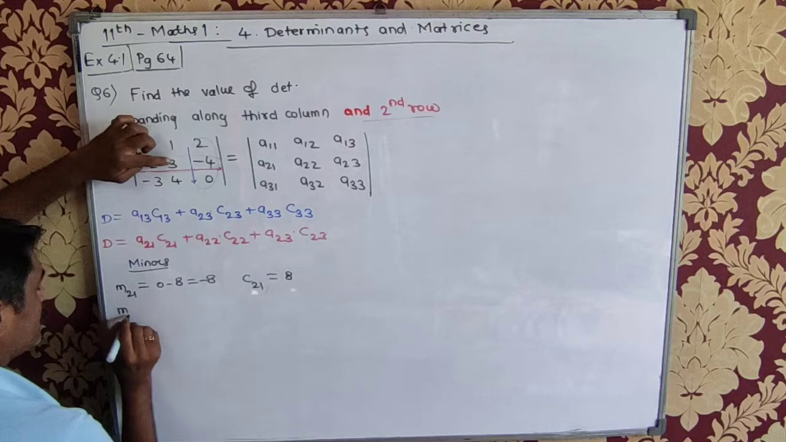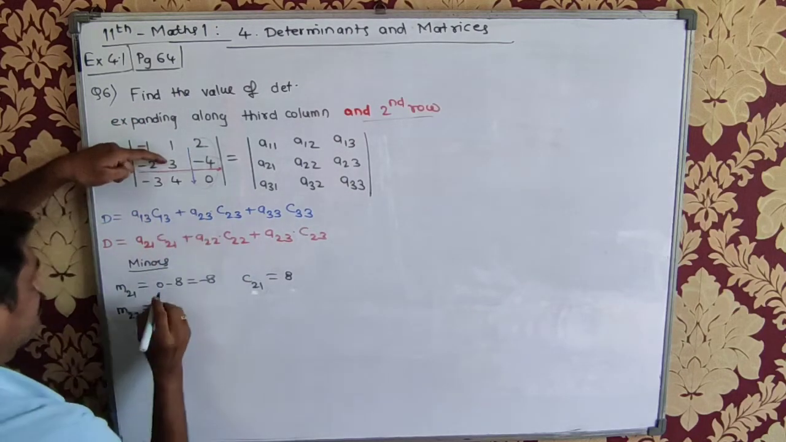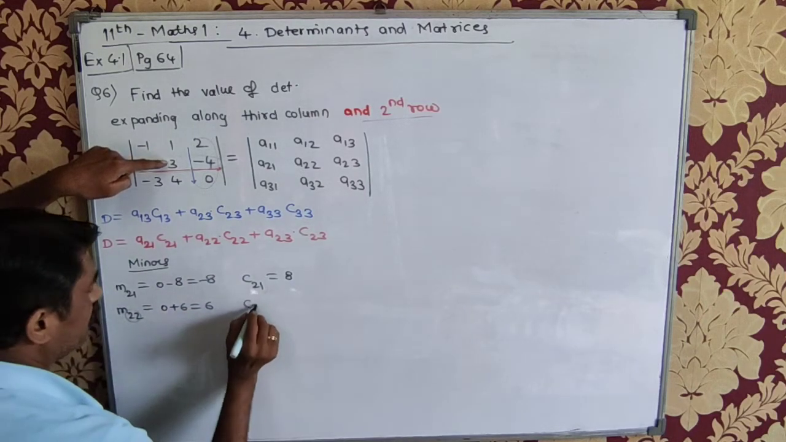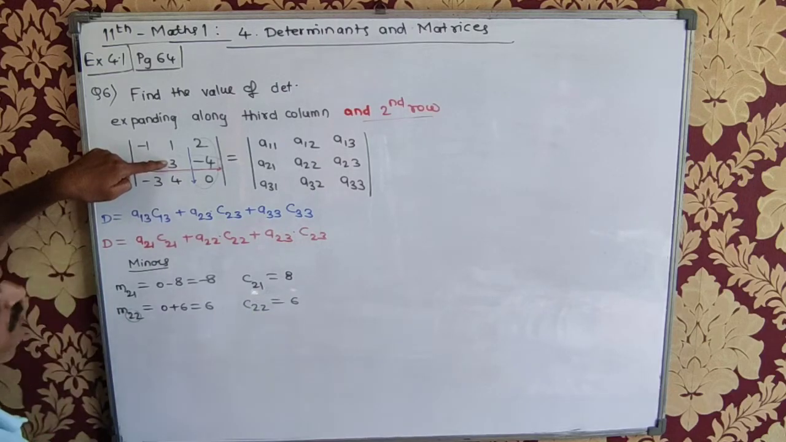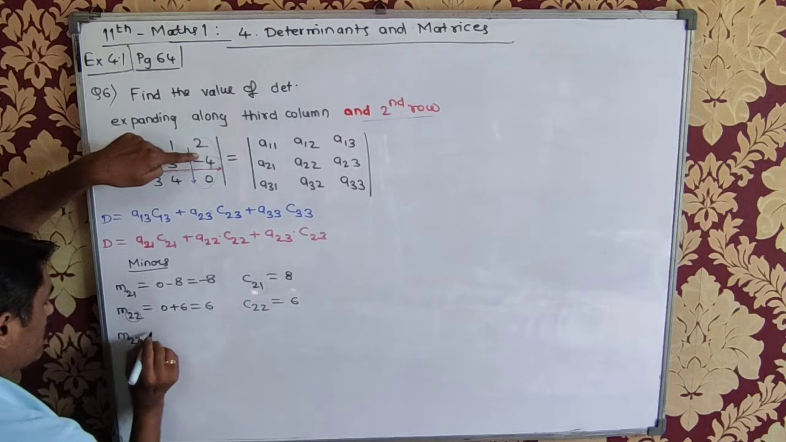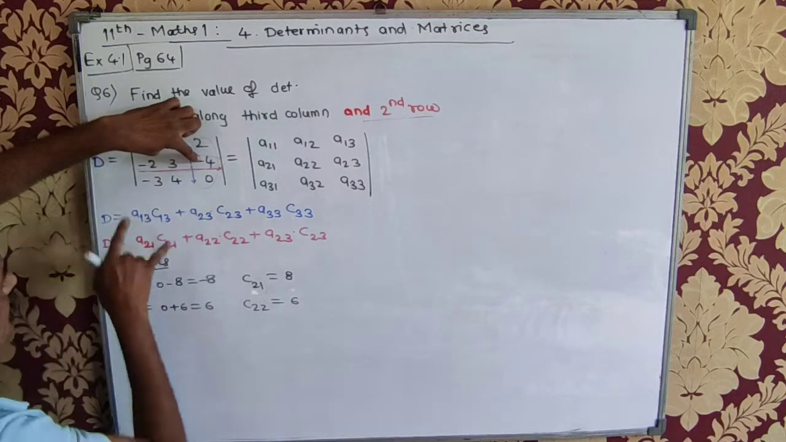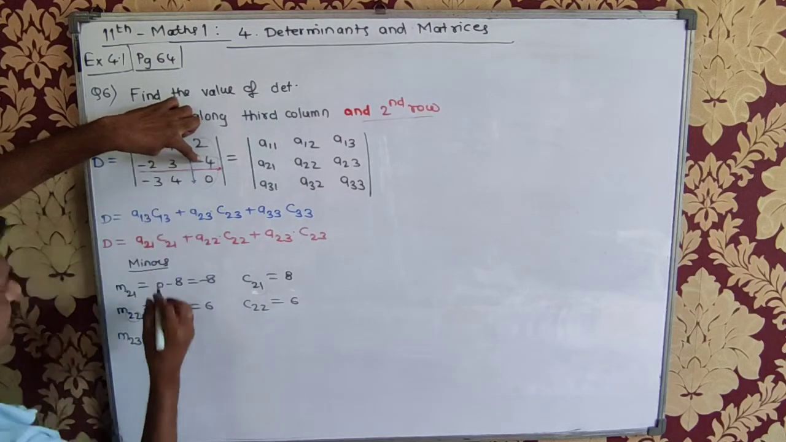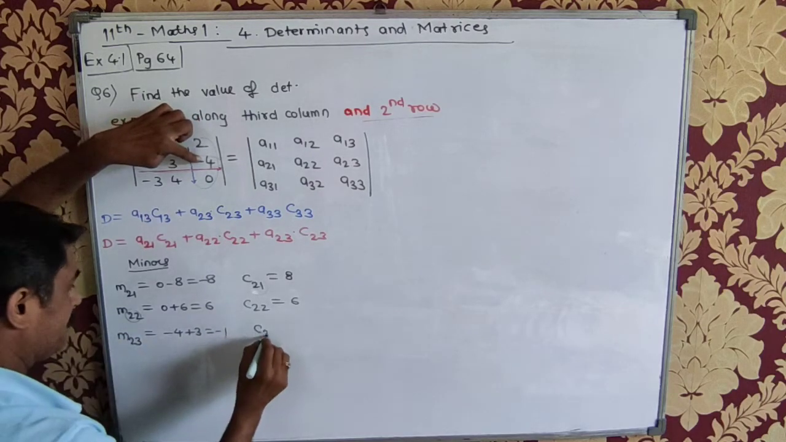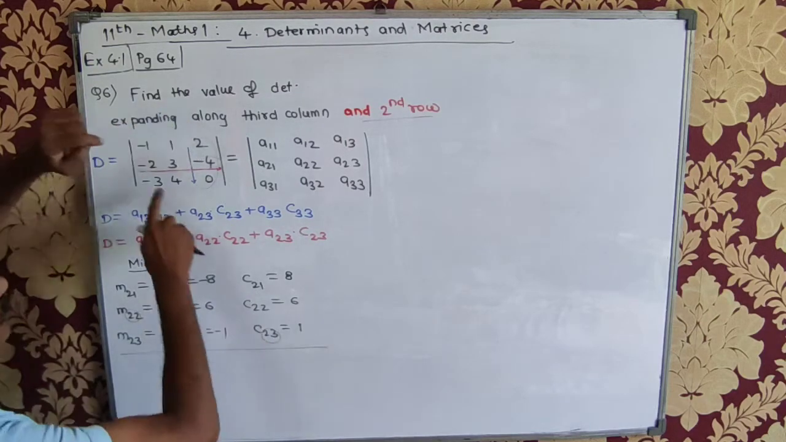Next, M22 is 0 minus minus 6, that is 0 plus 6, which is 6. What will be the cofactor? It is 6. Then M23 is minus 4 plus 3, that is equal to minus 1. What will be C23? Odd number, plus 1. These are the minors and cofactors for the second row.